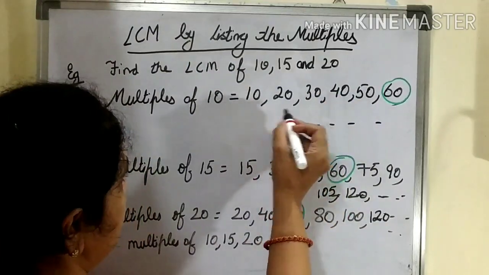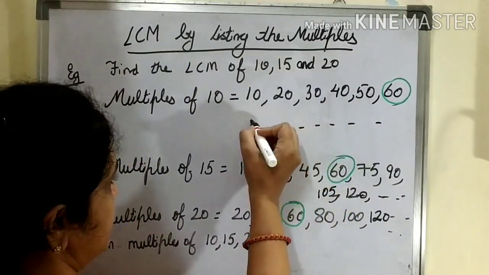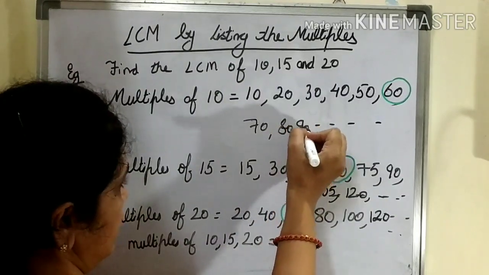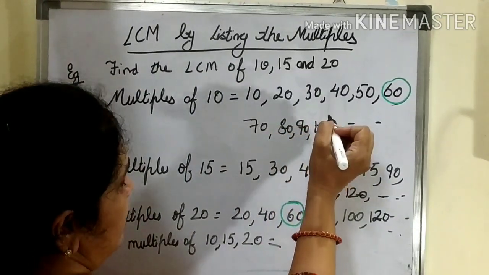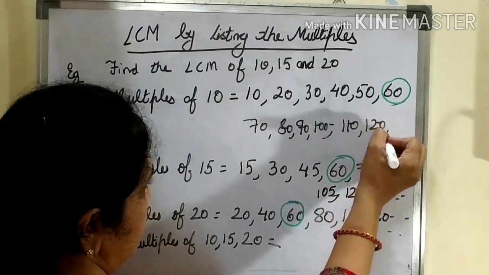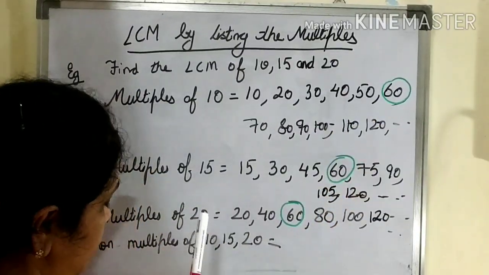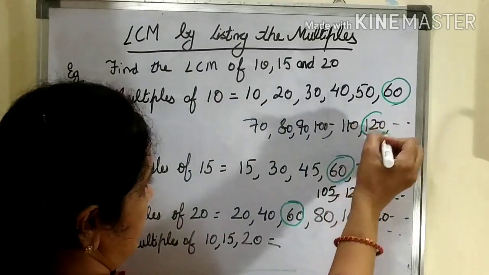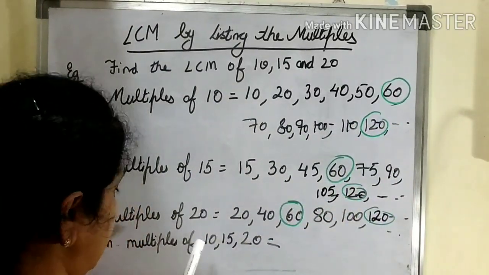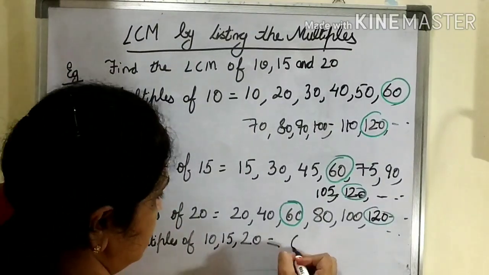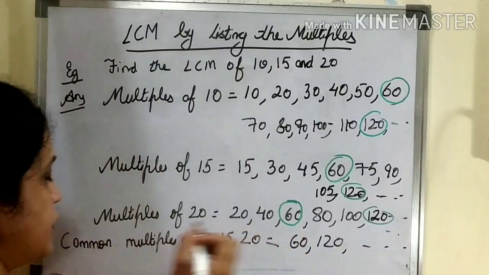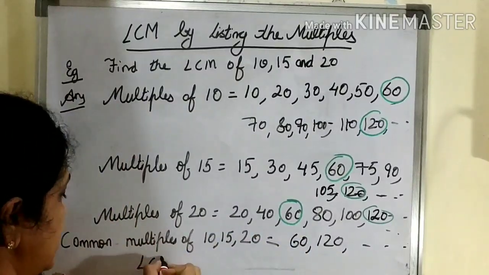And if I proceed, 10 6s are 60, 10 7s are 70, 10 8s are 80, 10 9s are 90, 10 10s are 100, 10 11s are 110, and then it will be 120 and so on. The next common multiple would have been 120. Okay. So the common multiples, if I have to write at least two, will be 60, 120 and so on. Now out of these common multiples, which is the least common multiple?